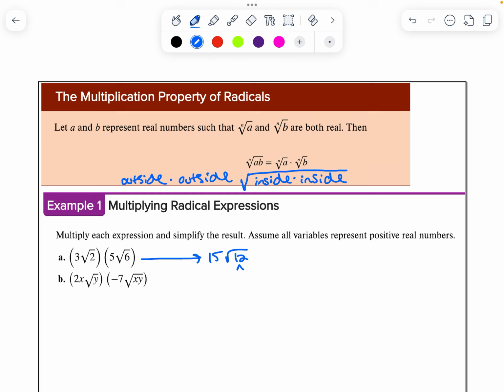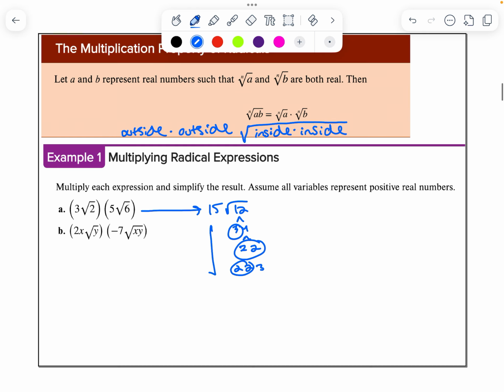And then we want to simplify this if we can. 12 is 3 times 4. 4 is 2 times 2. 2, 2, 3. We got buddies. Again, we have to bring down the 15 times 2, square root 3. The 3 was the only thing that did not have a buddy. 15 times 2 is 30, square root 3. That's our answer.